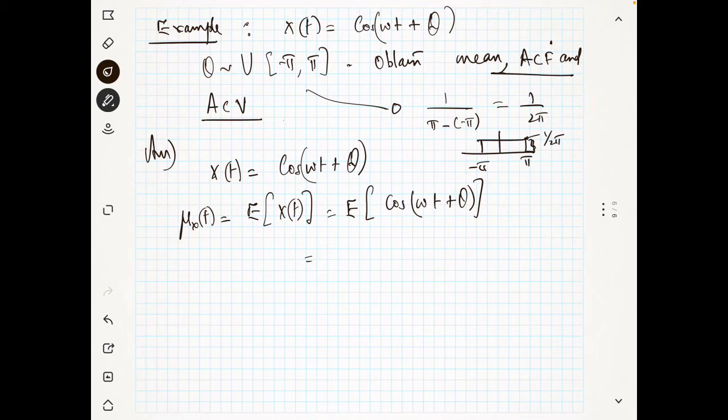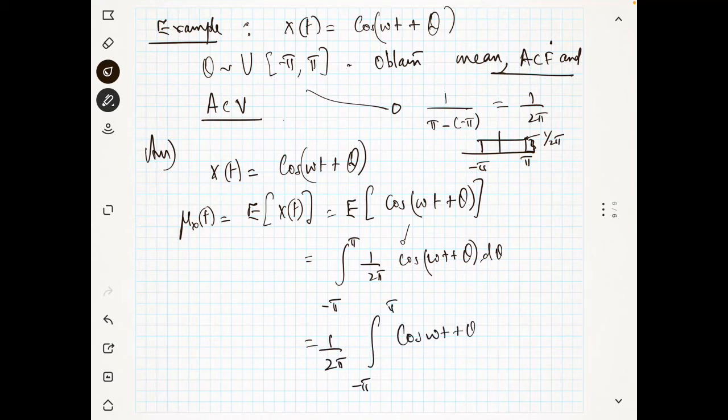So we have to integrate from minus pi to pi. 1 by 2 pi is the probability density function, and our random process is cosine of omega t plus theta, and we integrate with respect to d theta. So this is 1 by 2 pi integral from minus pi to pi of cosine of omega t plus theta d theta. If you integrate this with respect to theta, you can see that this will be equal to 0. So the average value is 0.